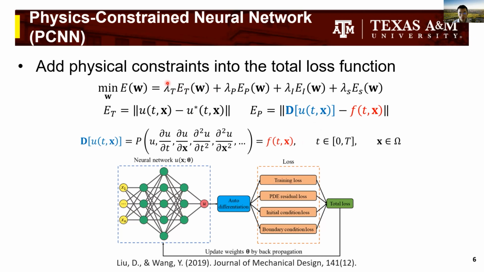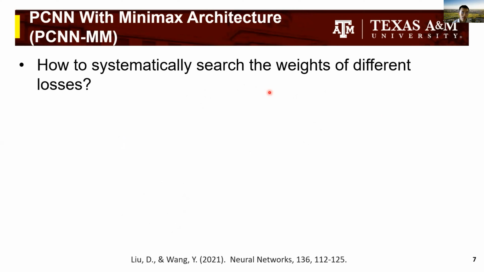Because the weights of the different loss terms imply the importance of your training data or your prior basic knowledge, you really want to adjust the relative importance of these different terms, because they will affect the convergence of your neural network, and they will also affect the generalization ability of your machine learning model. So how do we systematically search the weights of the different losses? Our answer to this question is the physics-constrained neural network with Minimax architecture.